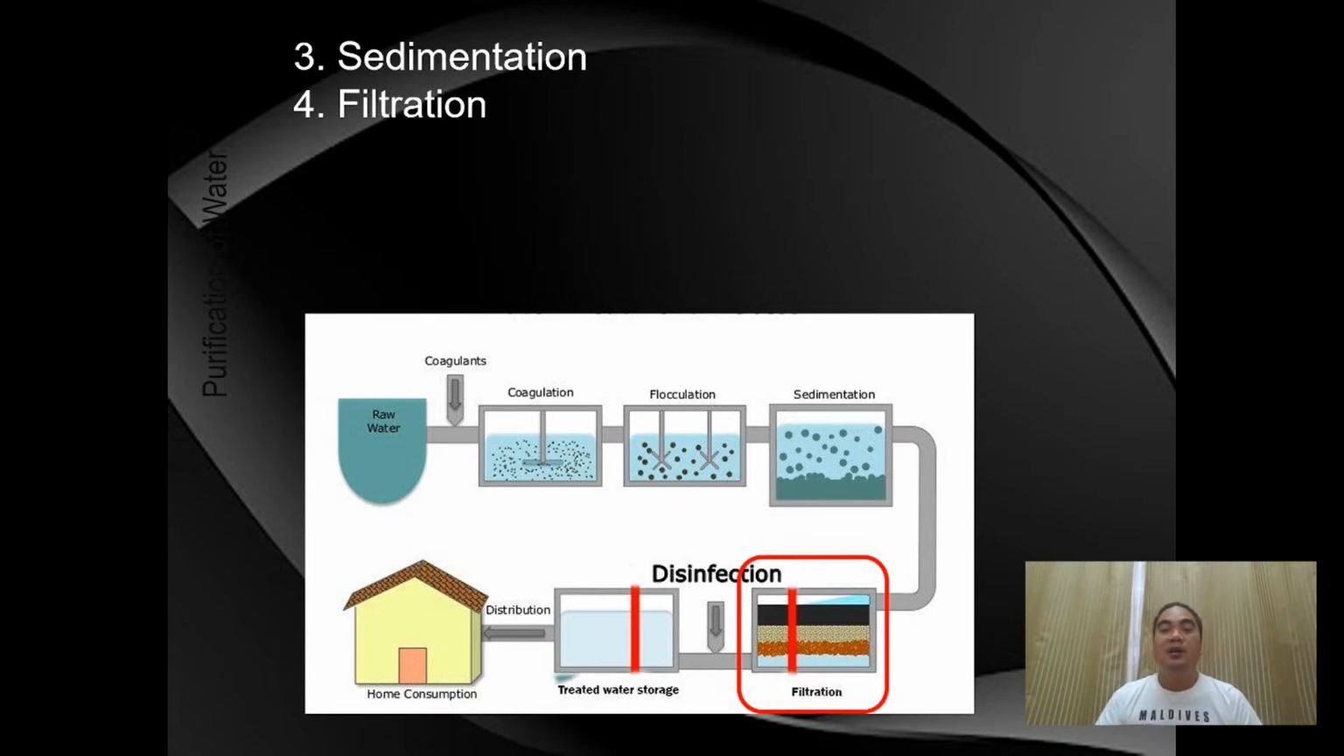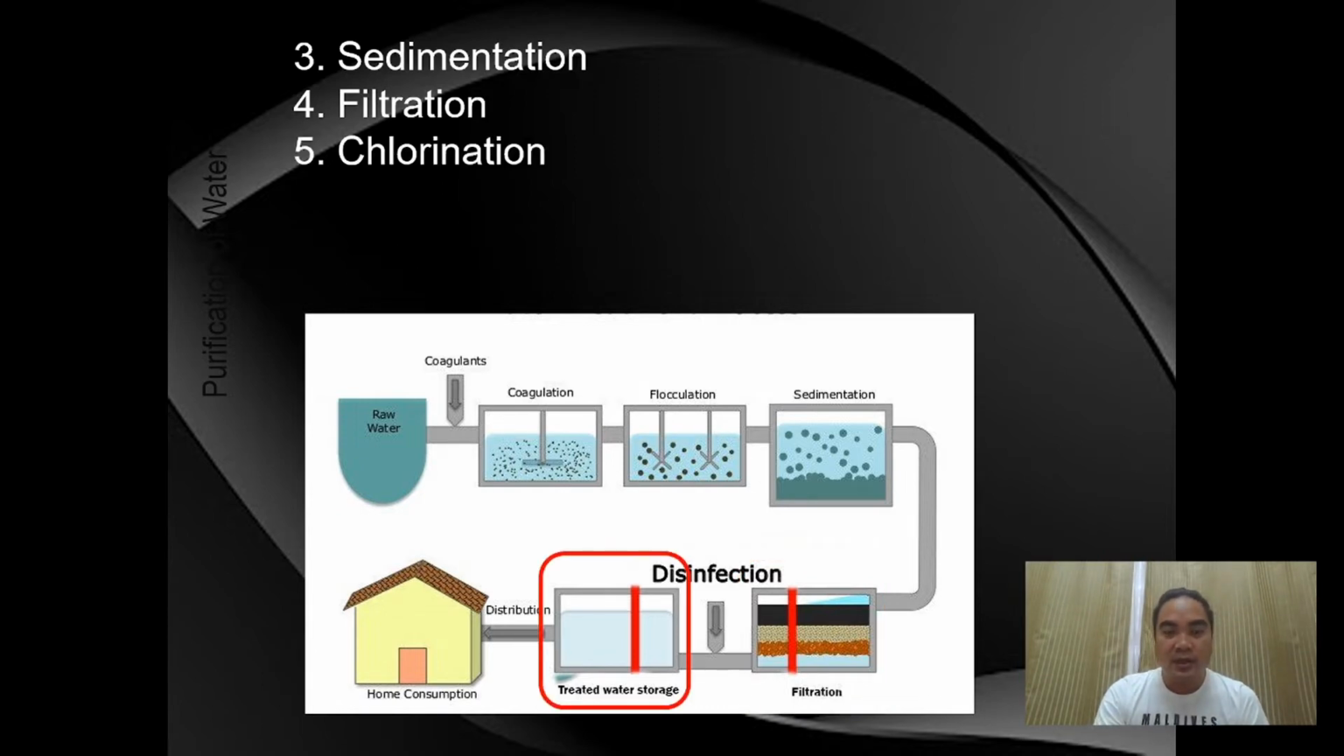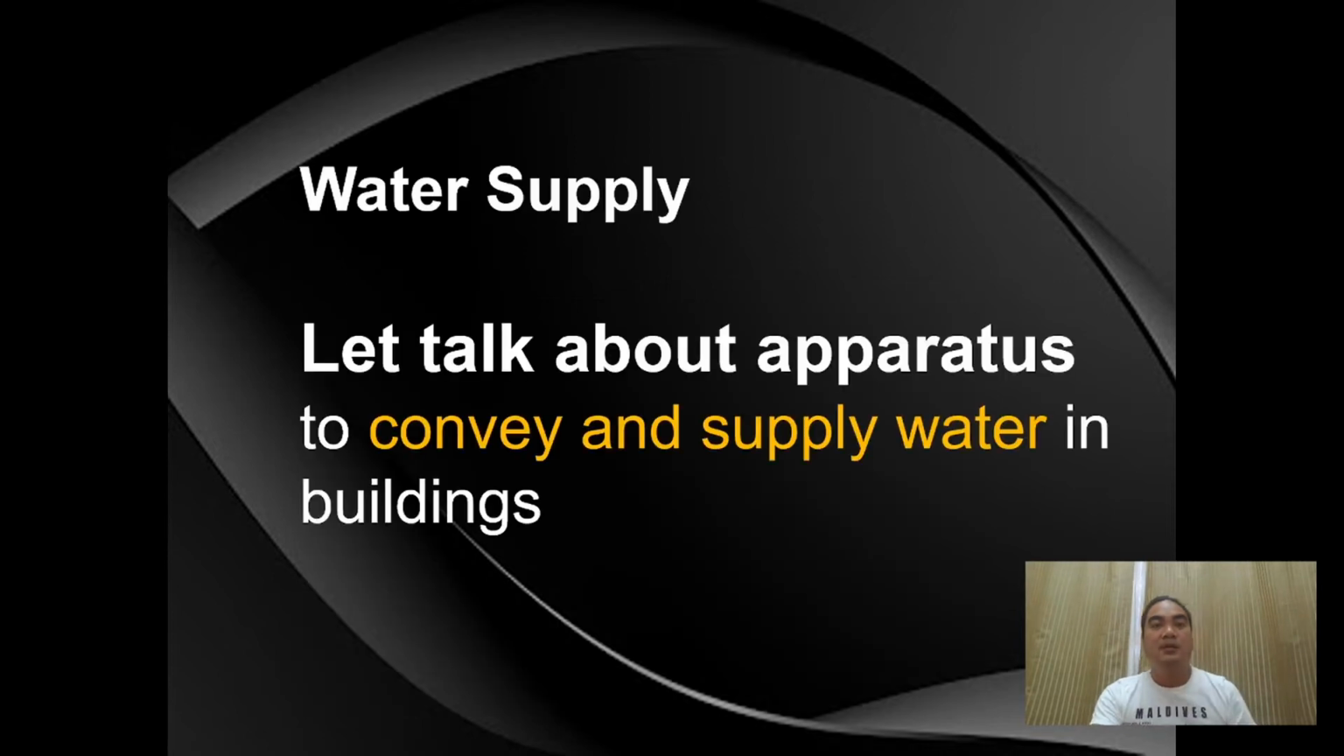So, filtration. The treatment there has layers, with rocks, sand, and so on. Basically, the treatment is through gravity and by means of layers, that is filtration. Okay, chlorination. Here, chemicals are used in treating wastewater.